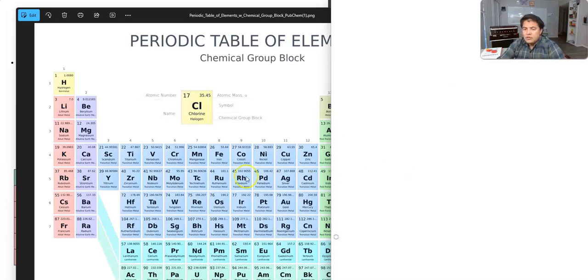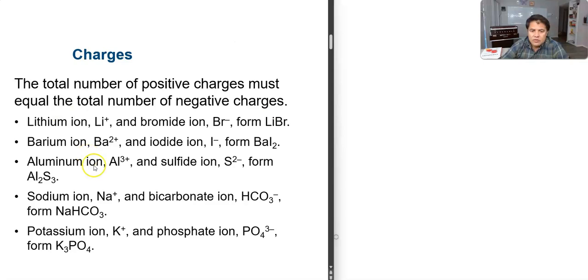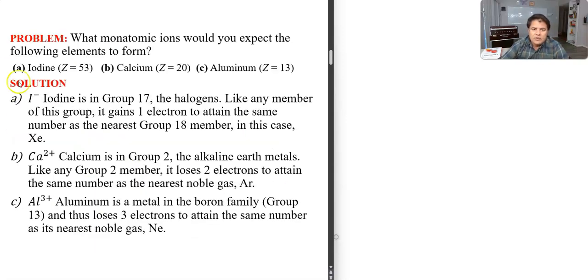Carbon. So this way we can predict the charge. Okay. So yeah, we have predicted the charge, and here are some examples. You can see lithium plus, bromine minus, barium +2, and so on. Okay. So now let's do one example. Before, our goal today is studying the electronegativity difference. Now, what monoatomic ion would you expect for the following elements?